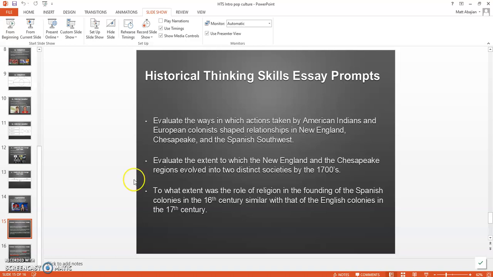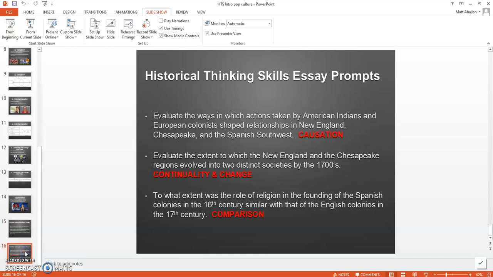Okay, hopefully you figured it out. Let's take a look here to figure out which of the 3. Boom. First one's causation, because we're talking about an action that's taking place here with American Indians and what led or shaped those relationships. That's the key word. Continuity and change over time, what we're taking a look at is how things evolved. Usually you can see it when we're talking about evolved or changed. And then comparison, you can tell role of religion with the Spanish is similar. That's the key word that gives it away. So these are your reasoning skills.